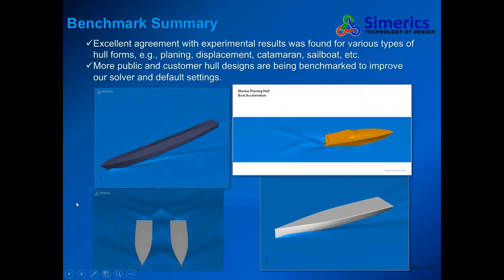So, as a quick summary, we have benchmarked various types of hull forms: the displacement, planing hull, catamaran, multi-hull, and the sailboats. And as I have shown you, excellent agreement with experimental results has been found for all of those.